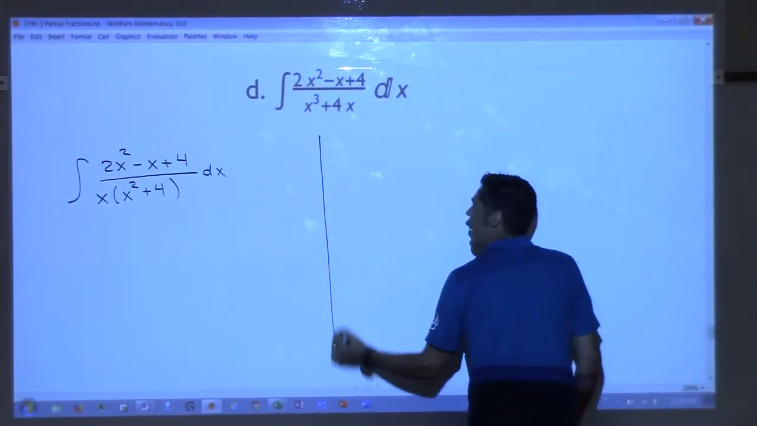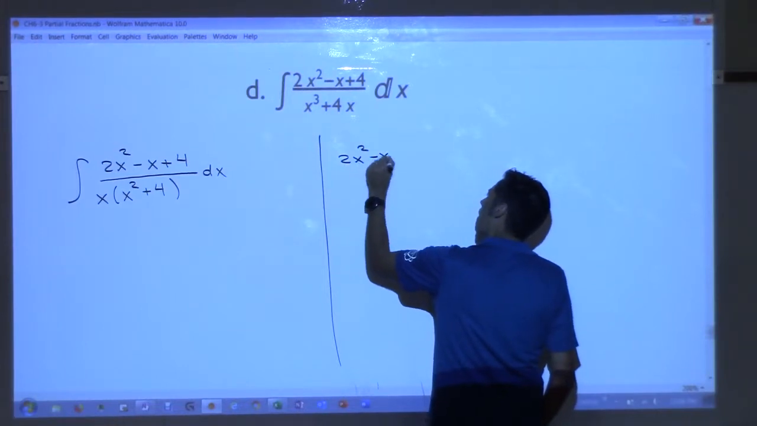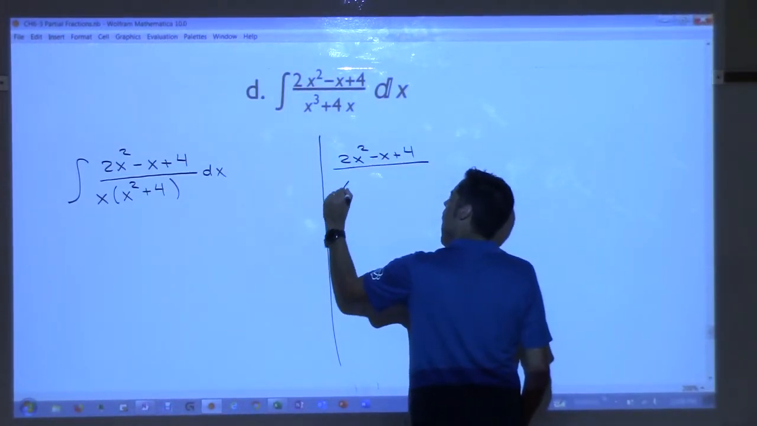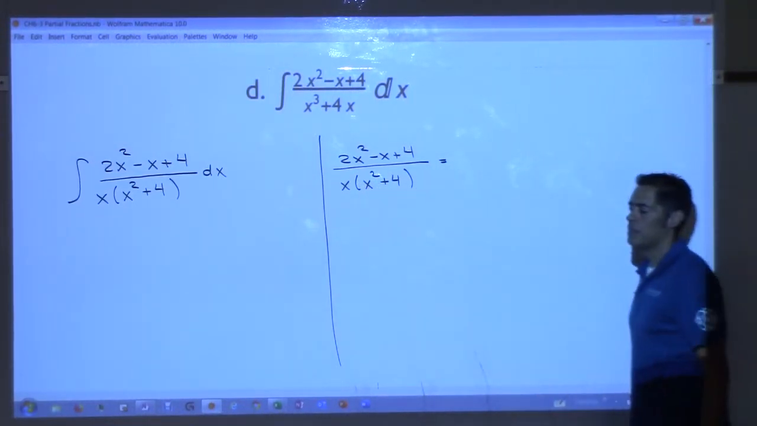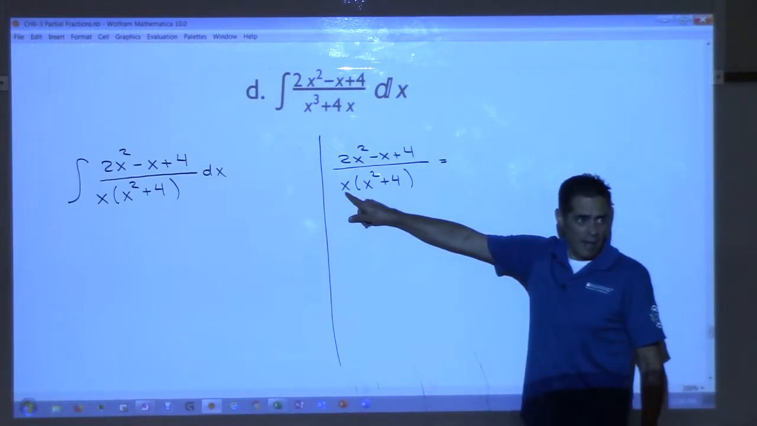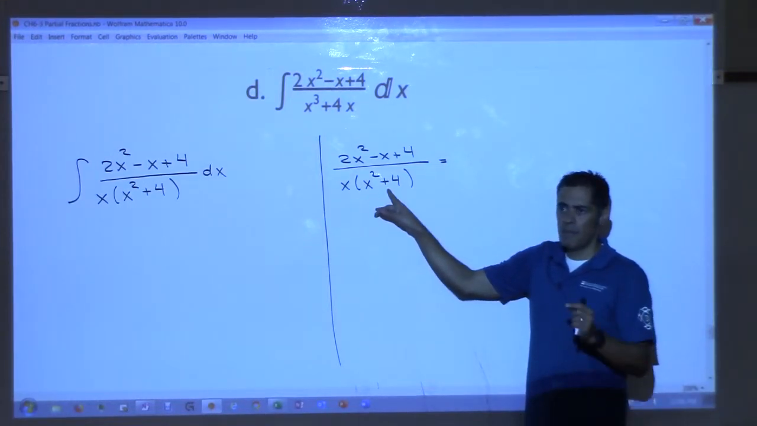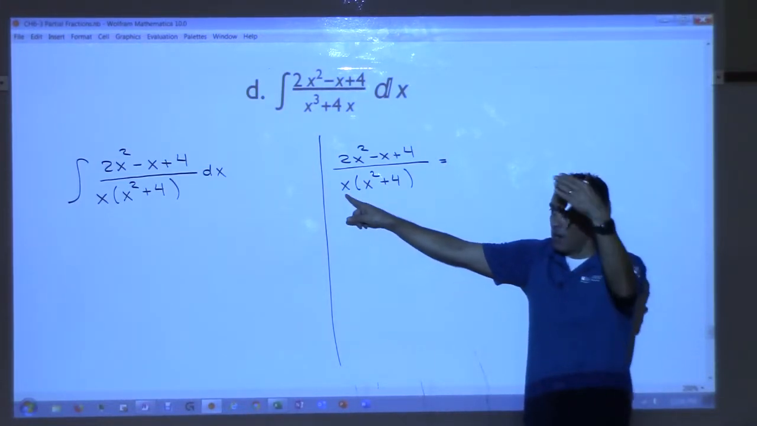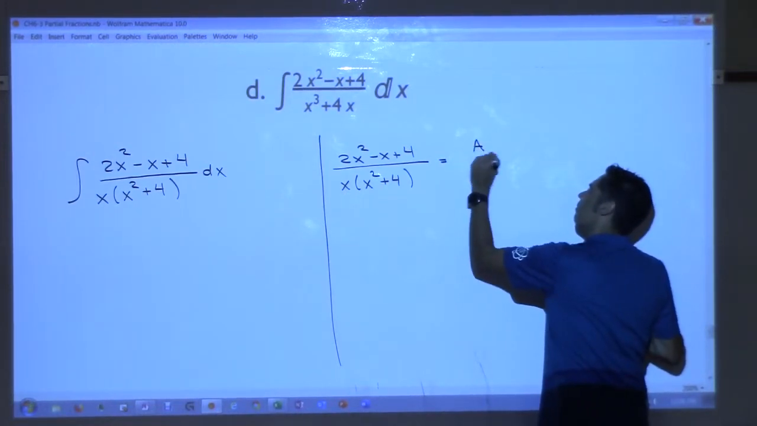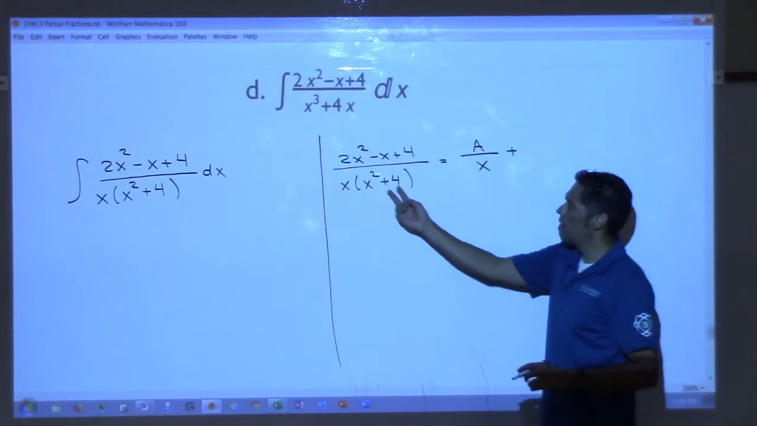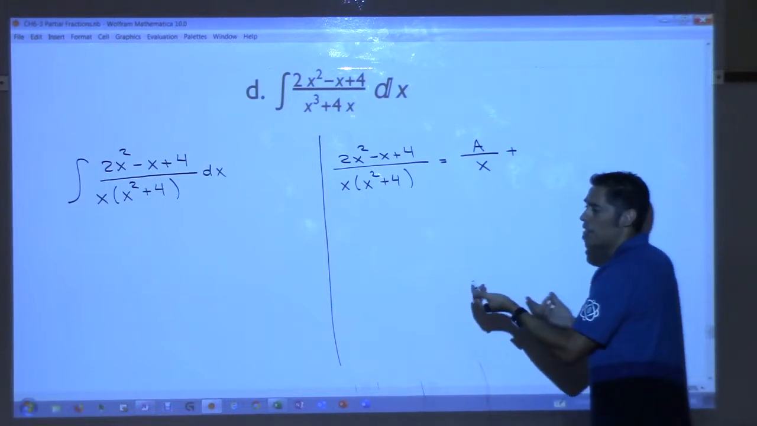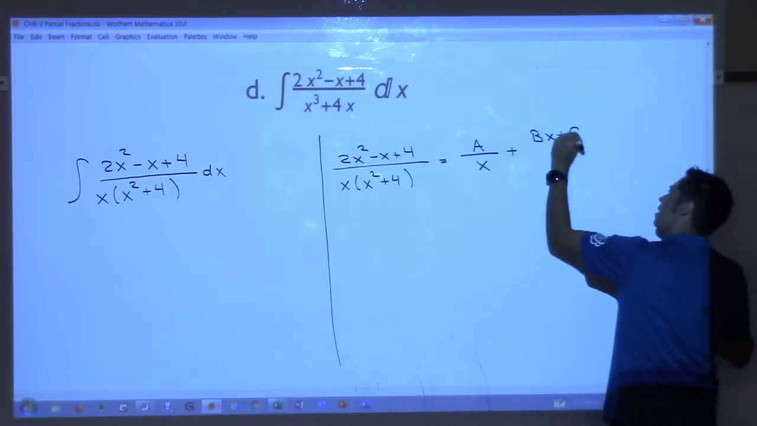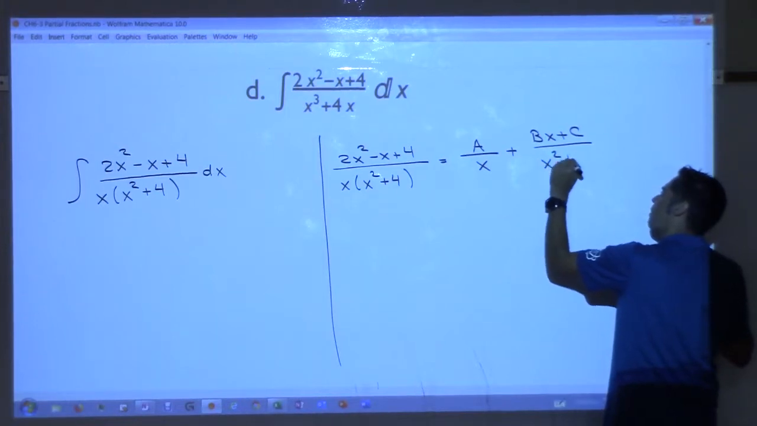Okay, so we know we're going to do partial fractions now. Looking at this expression, I have one distinct linear factor, x, and a single irreducible quadratic factor. For a linear factor, I put a constant over the linear factor. And for the irreducible quadratic factor, what do I put on top? Bx plus c, a linear expression, over my x squared plus 4.